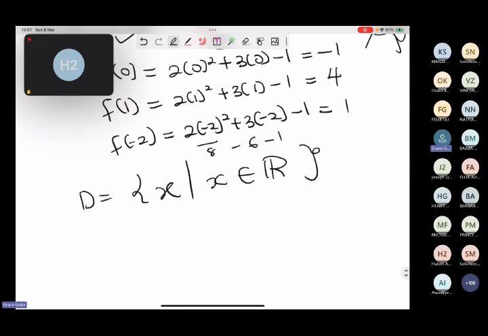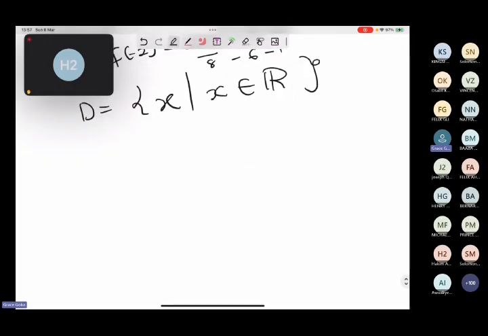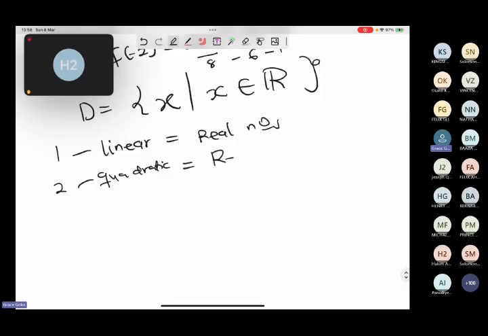Now we have seen two types of functions. We have seen linear. The domain is all real numbers. We have seen quadratic. Linear means highest power is 1. Quadratic means highest power is 2. The domain is all real numbers.